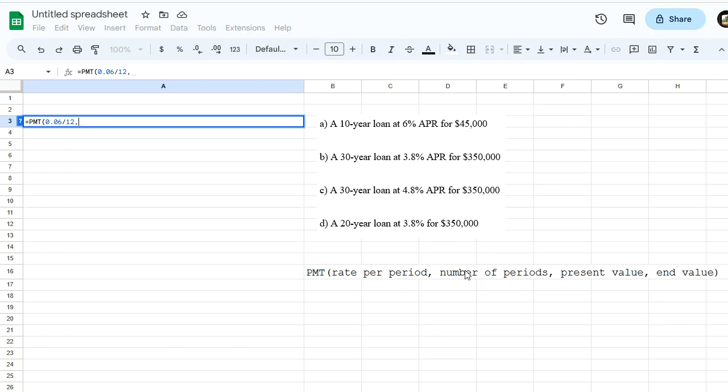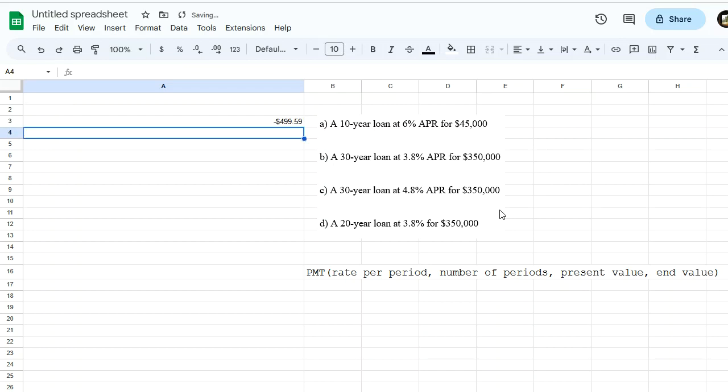Now we're going to do the number of periods. So this is a 10-year loan for a monthly payment. So 10 years times 12 months per year is 120 payments. And then we do the present value. So that's the value of the loan, $45,000. And then you do the end value. Basically you want to know how much you'd have to pay to get to $0. That's the end value when you don't owe anything anymore. Close the parenthesis and then hit enter.